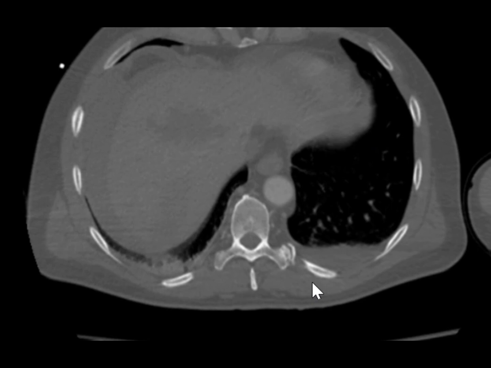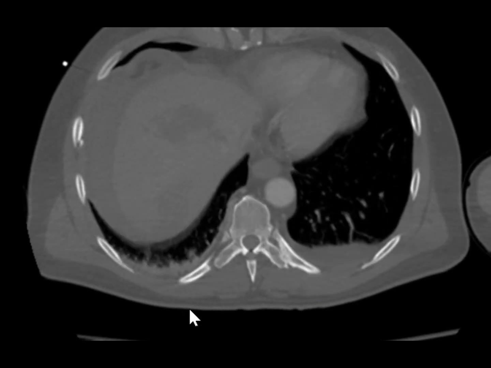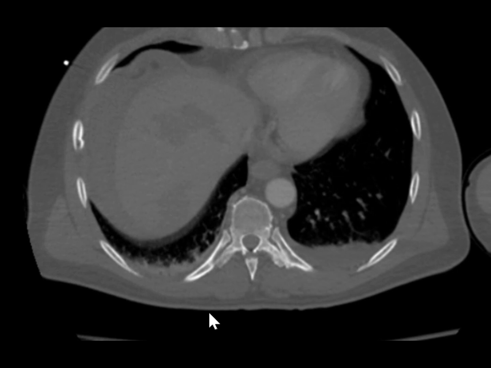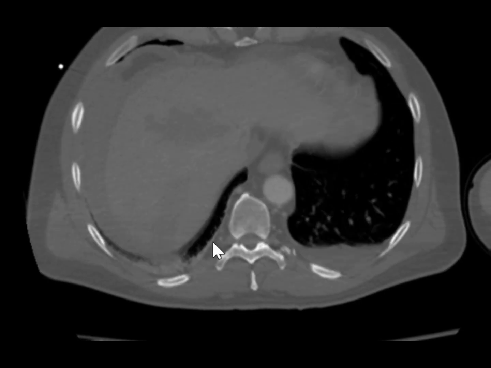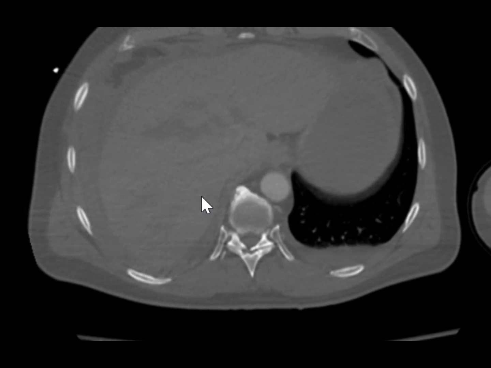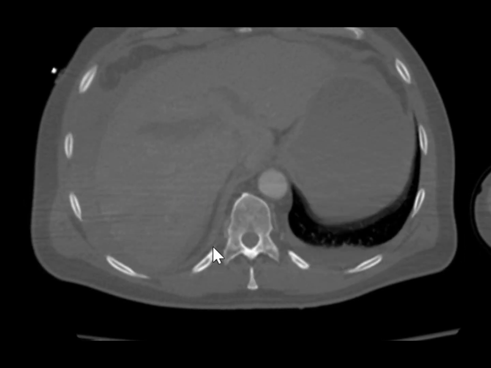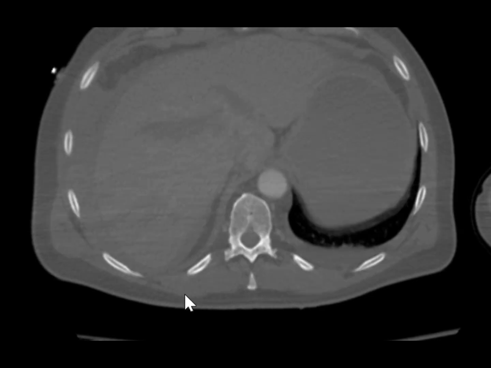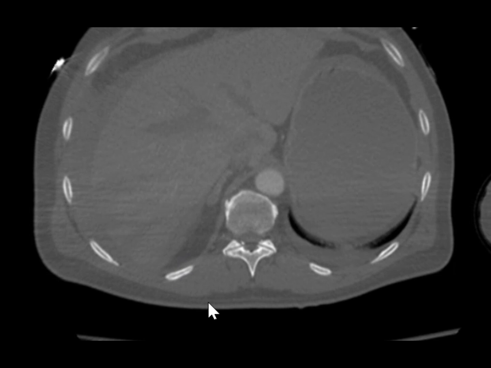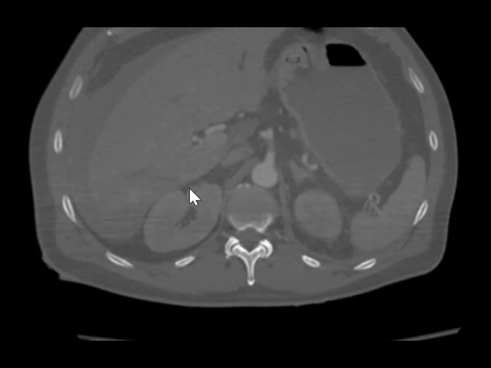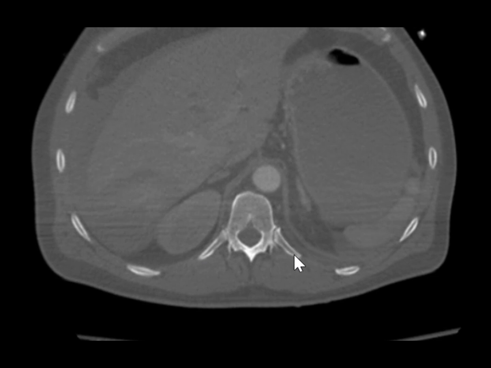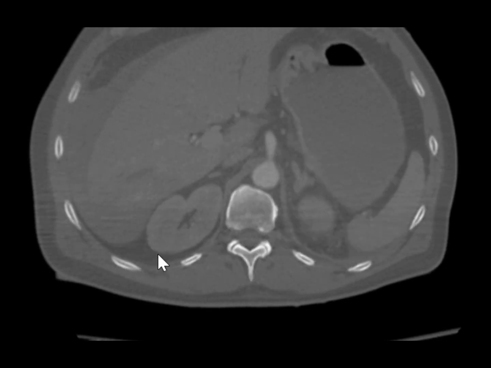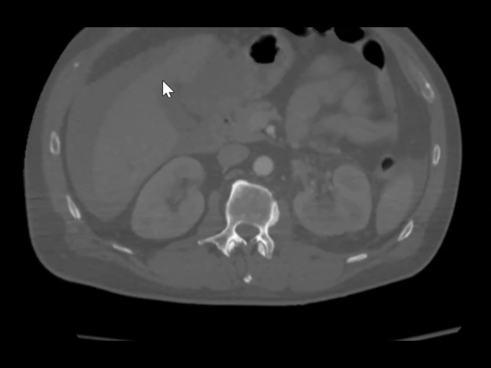Tenth rib. Okay. Tenth rib is normal. This is the 11th rib. Is normal. Then the last rib. This is the last rib. This is normal. Then no more ribs with the start of the lumbar vertebrae.